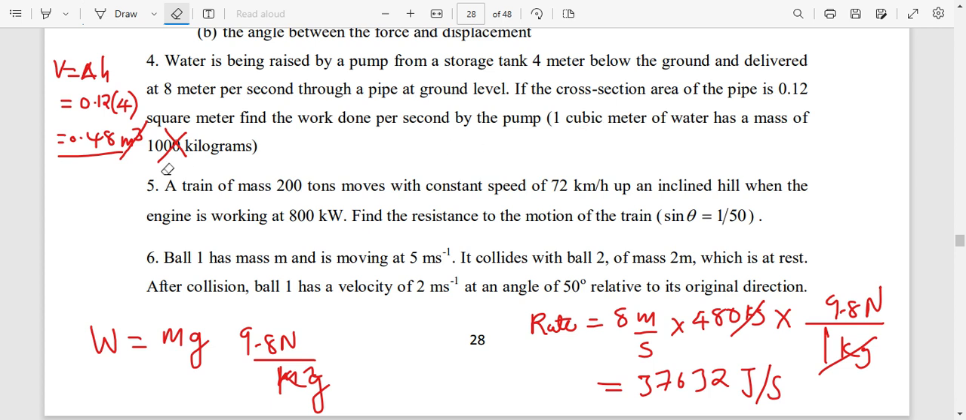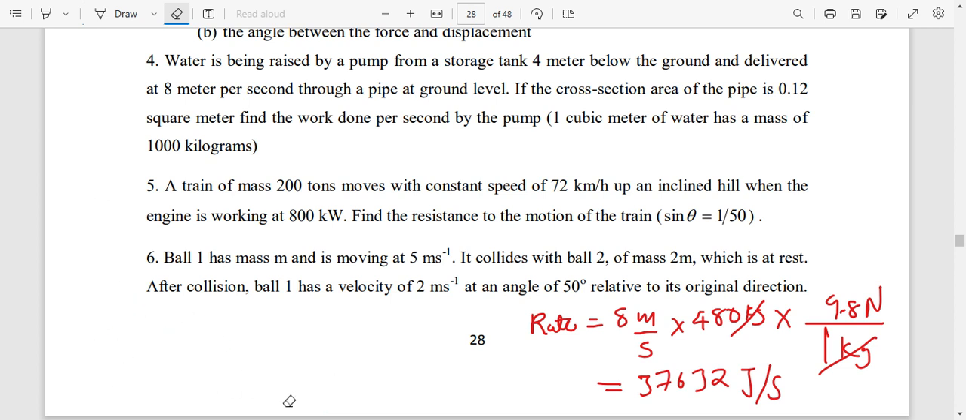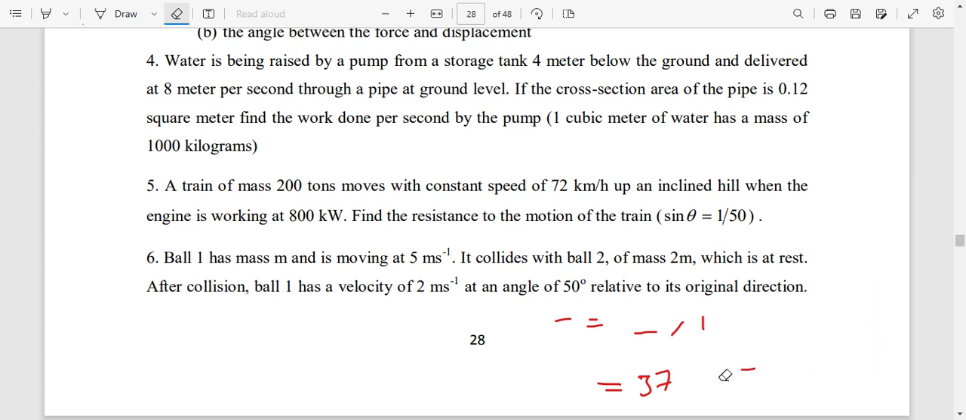Sometimes you do not have a definite equation that you have to use. That is why the first topic is units and measurements to do with dimensional analysis. You can derive equations if you just know the dimensions of something. Okay, question 5.